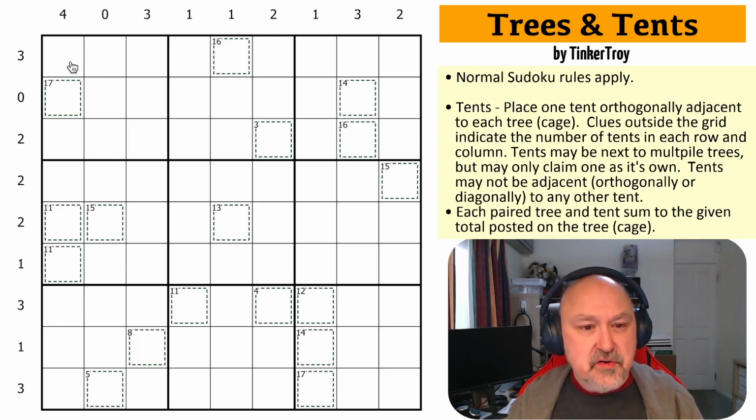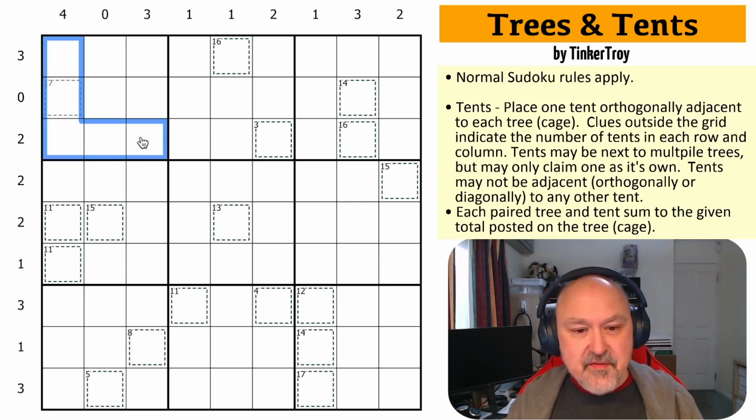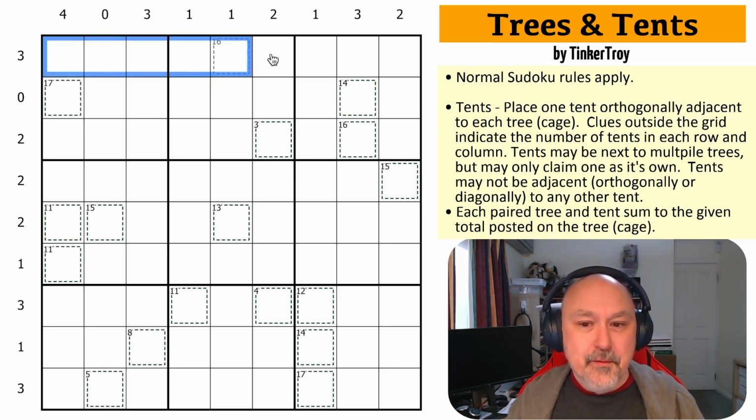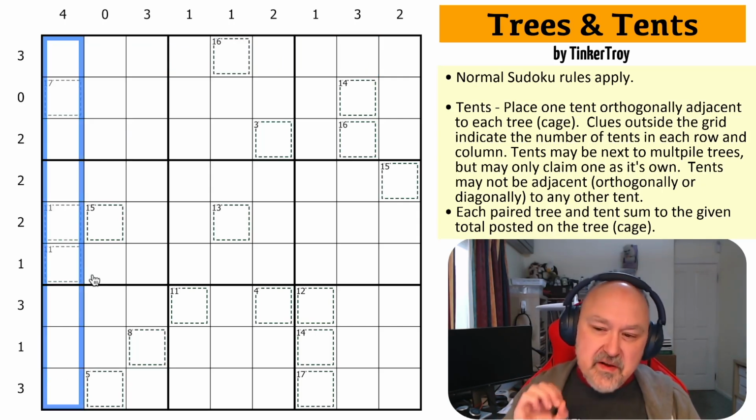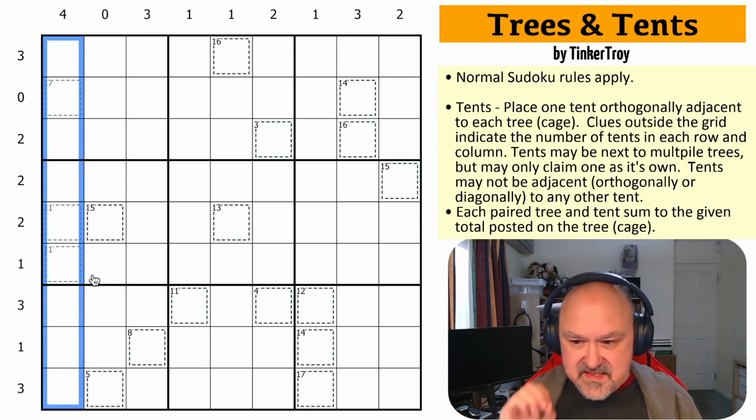So normal Sudoku rules apply. I've done that before, though if you've watched enough of my channel, you may wonder, is that true? In every box, in every row, and in every column, the digits 1 to 9 must be placed without repetition. We've then got tents. Place one tent orthogonally adjacent to each tree.